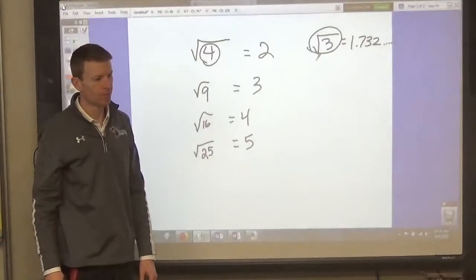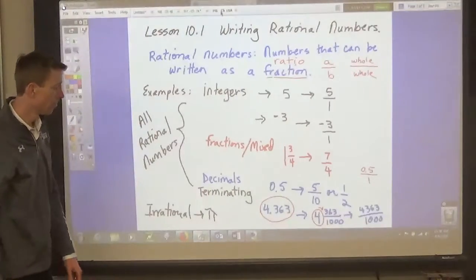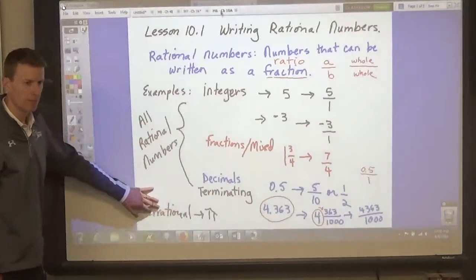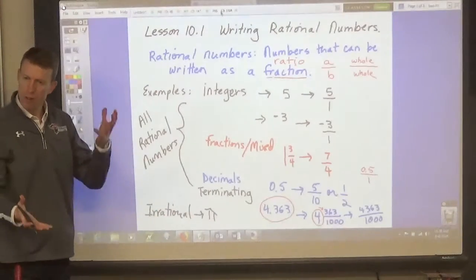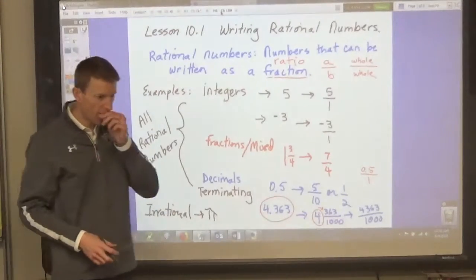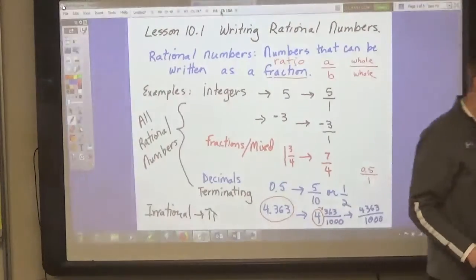Okay? So those are called irrational numbers. Now, do you understand what rational and irrational numbers are a little bit better? Let's go to your worksheet then.